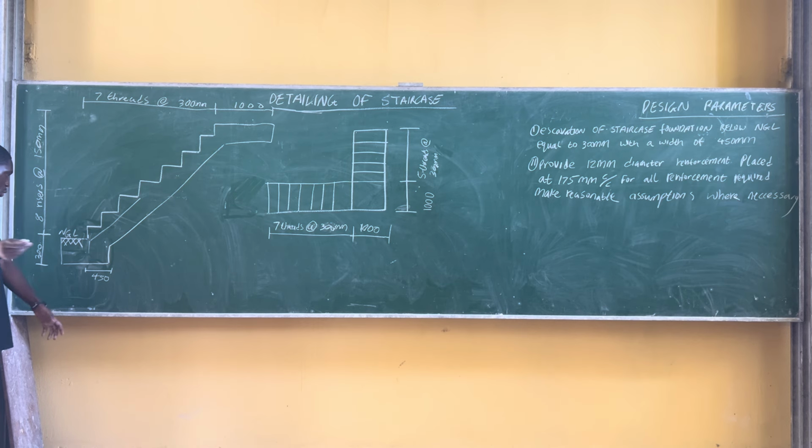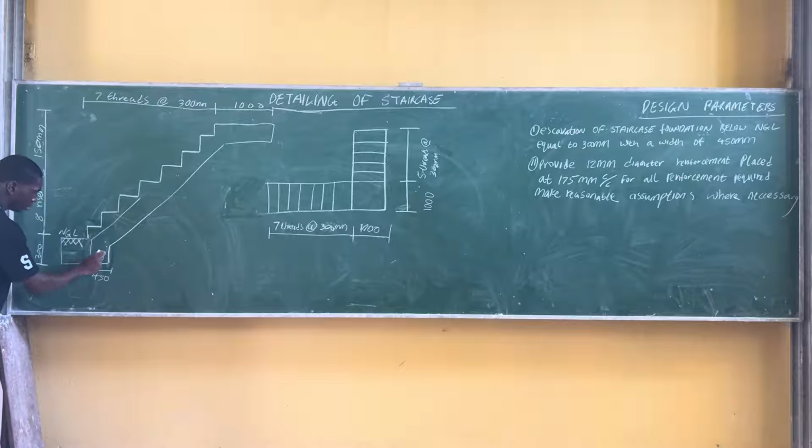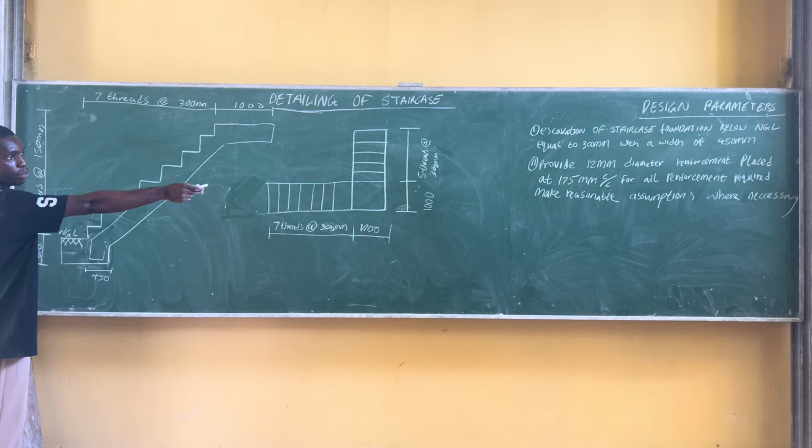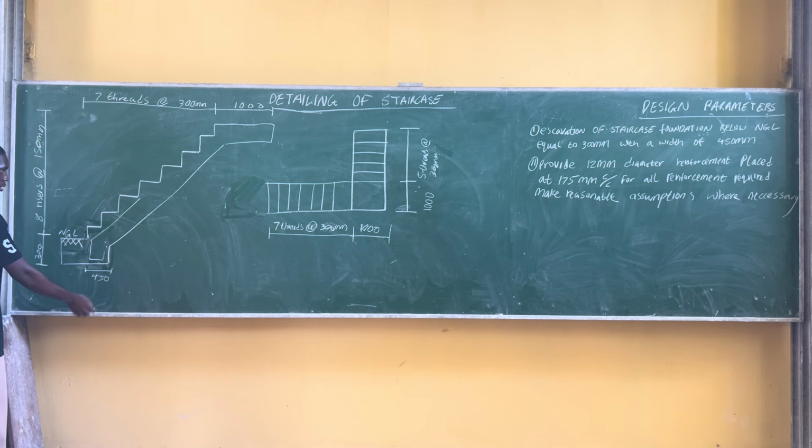But me, I'm assuming a concrete cover of 30. So from here to here is 30 when you're doing your AutoCAD. So I'm drawing my reinforcement to reach here, stop here. They say make any reasonable assumptions where necessary, so I just assume that my concrete cover is 30. I can use 25. I can use any other number again. That's what I'm doing now.